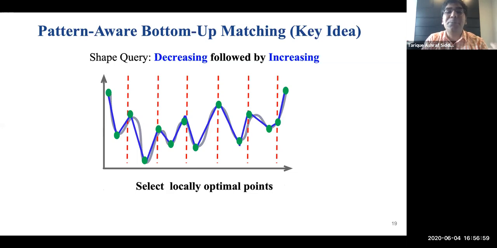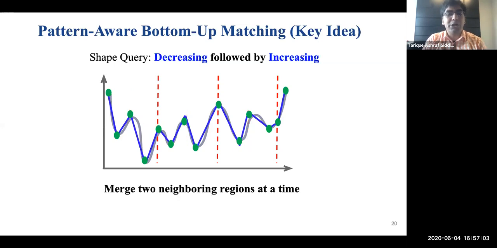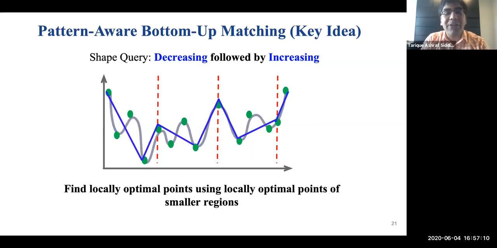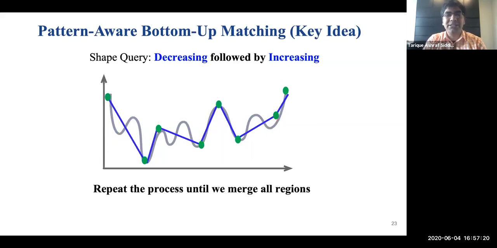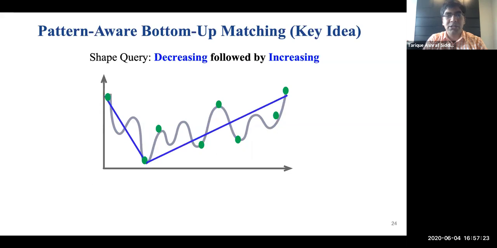After finding locally optimal points in smaller regions, we repeat the process over bigger regions by merging two regions at a time in an incremental bottom-up fashion. Over bigger regions, we find locally optimal points using those points that were locally optimal over smaller regions. Thus, the search space is much smaller. We continue this process until all regions are merged and we reach the overall trend line.